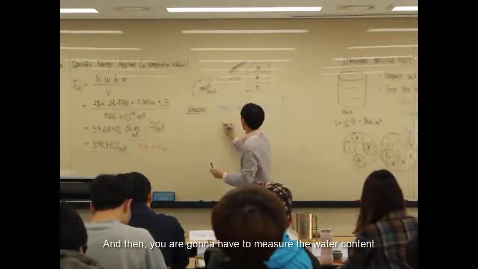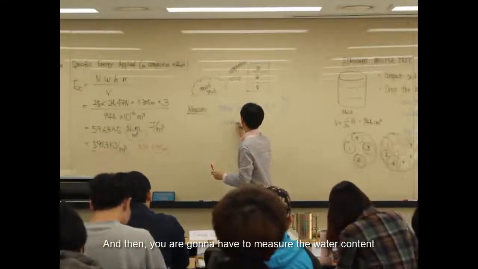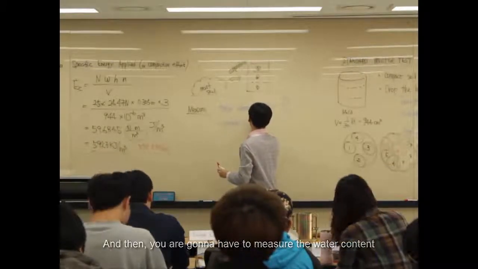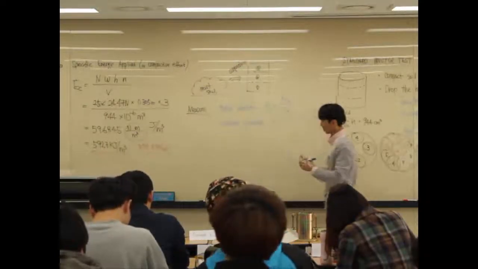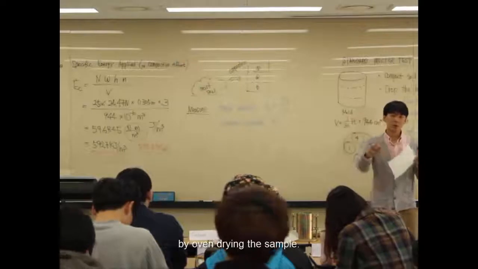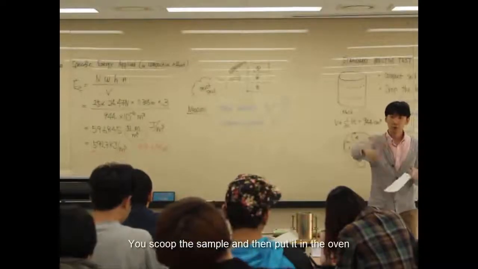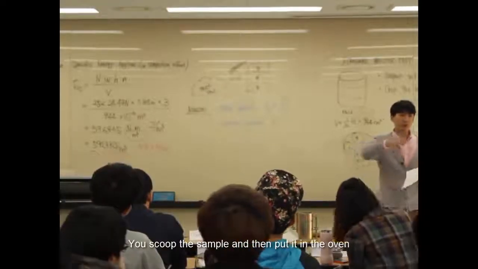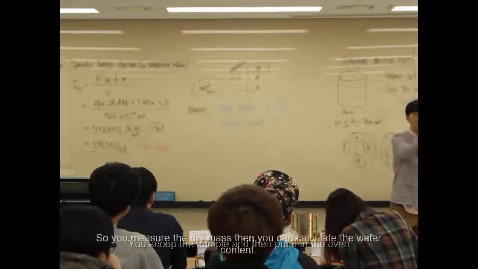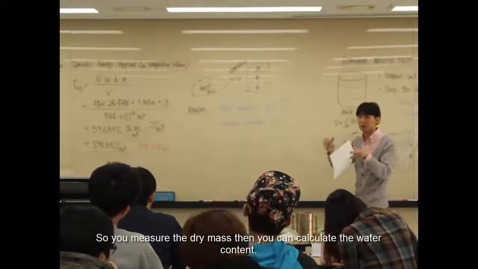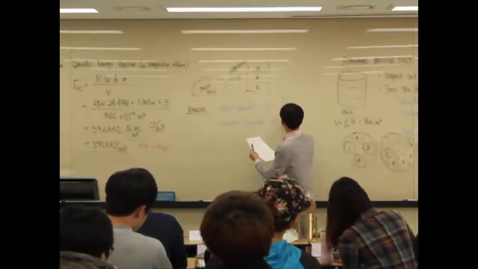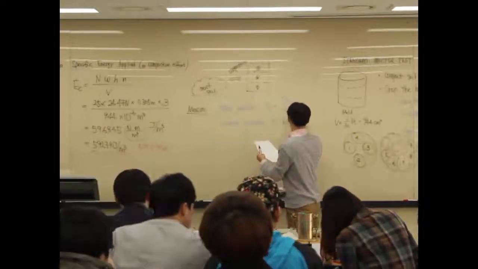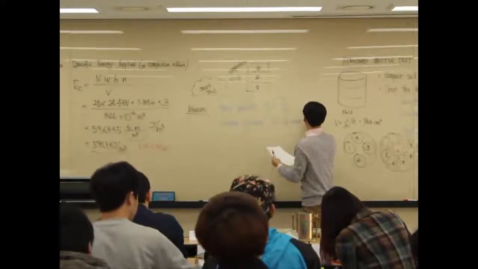And then you're going to have to measure the water content by oven drying the sample. So you scoop the sample and put it in the oven, and you measure the dry mass. Then you can calculate the water content for that scoop, by oven dry.